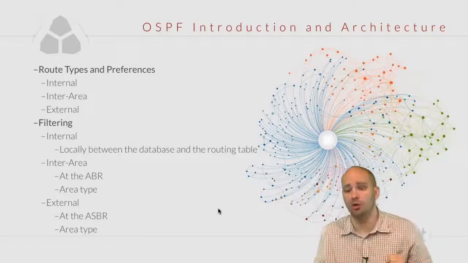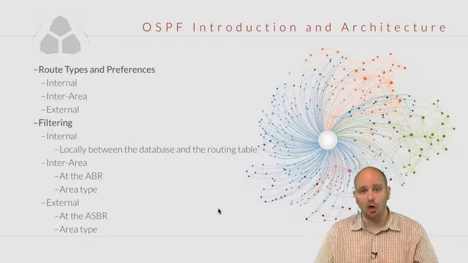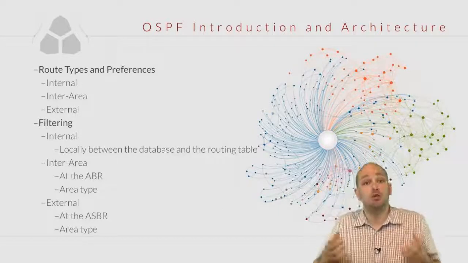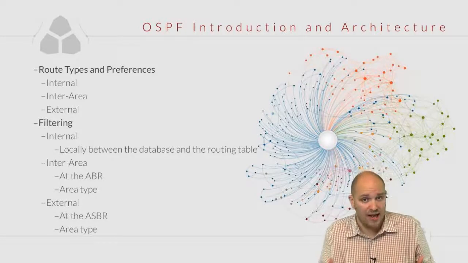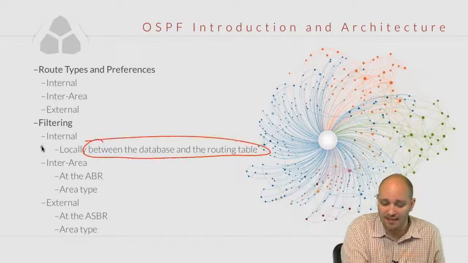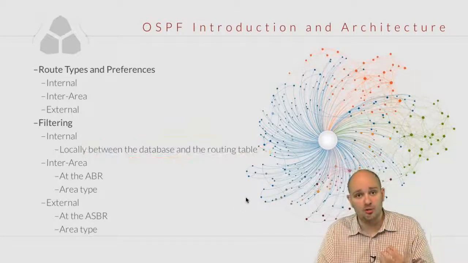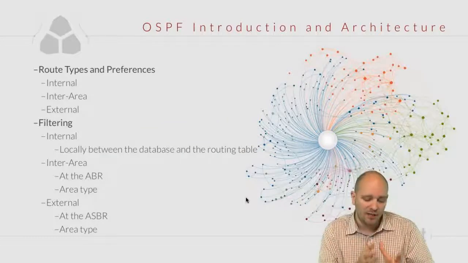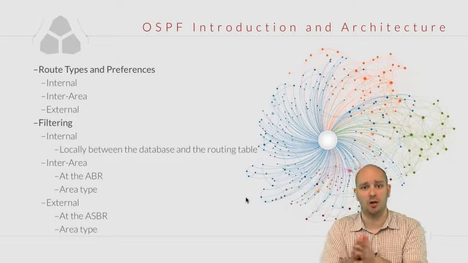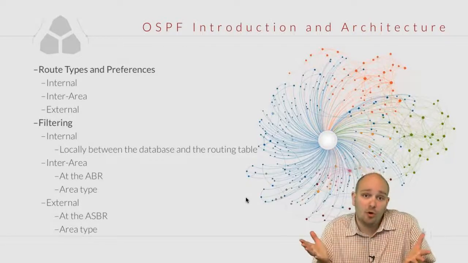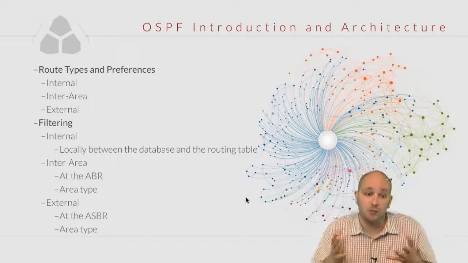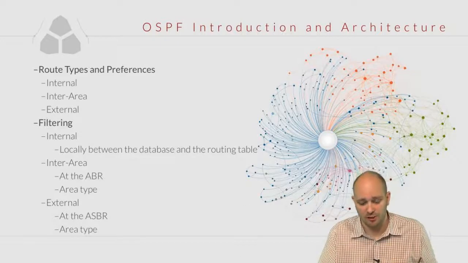But what I can do is I can selectively and locally, when I'm calculating my own routes, I can decide that I do not want to use some information. And this is what I mean by locally filtering between the database and the routing table. We can use filtering between the database and the routing table, and we can tell the router, do not use this information from the database when calculating the local routing table. But you know what? Even if we filtered it locally, we would still have to inform our neighbor that we do have this routing information available.